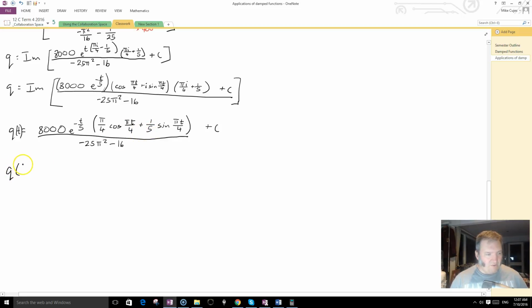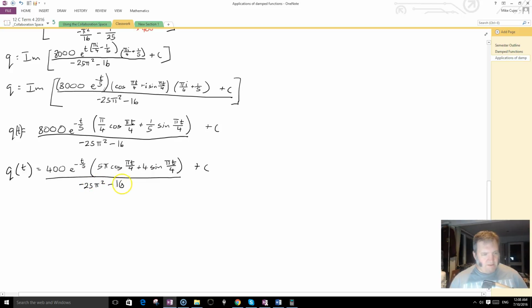So if you wanted to continue a little bit of panel beating, making things look pretty, I'm going to multiply by 20. What's that mean? I'm going to divide this by 20. It's going to give me 400 out the front there. E to the negative t over 5. Multiplying by 20, the 4 is going to go to 25 times. This will just be 5 pi cos pi t over 4. And then 20 by 1/5, that's going to be 4, plus 4 sine pi t over 4 plus c, all divided by negative 25 pi squared take 16.